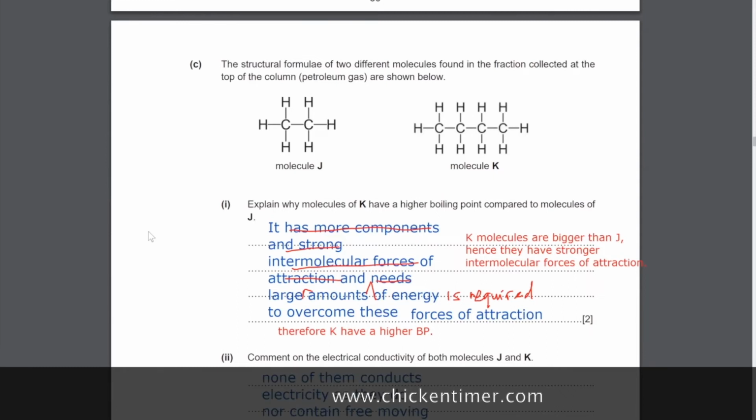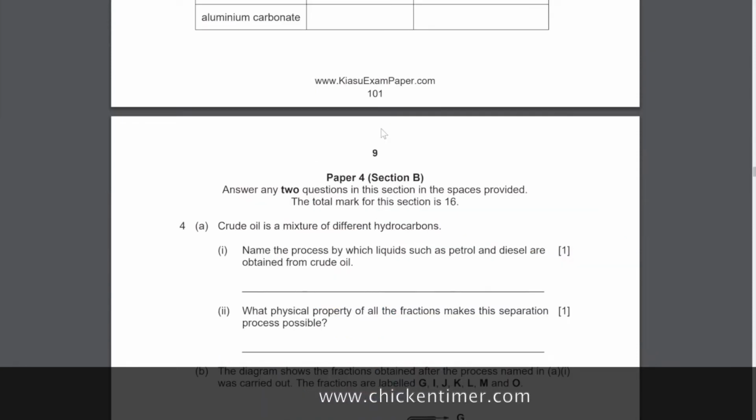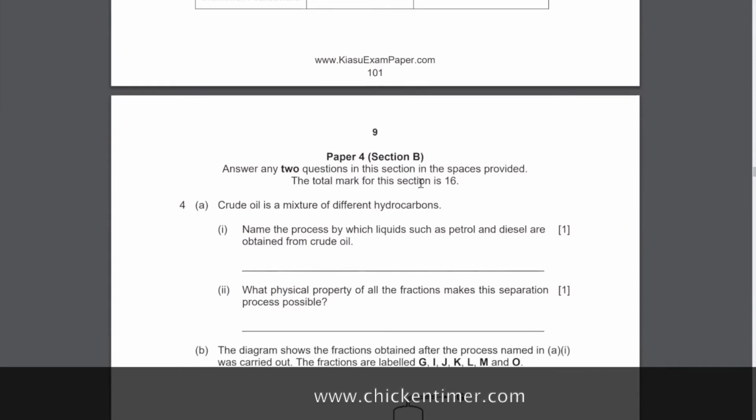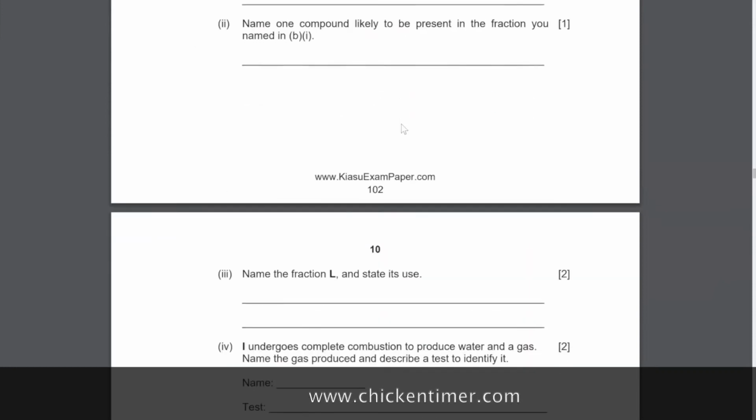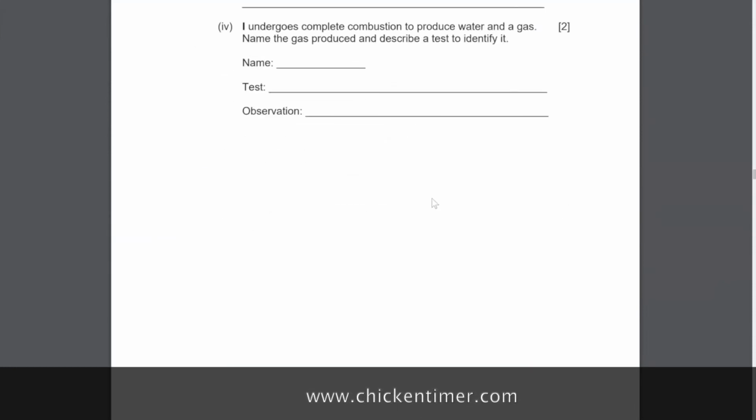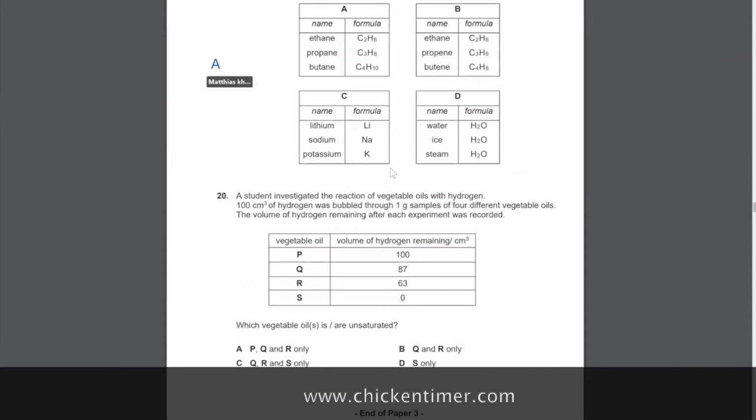None of them conduct electricity as they do not contain free moving ions, as they do not contain free moving electrons. Like that, okay? Then you realize most of the papers that we have seen right now all talk about this fractional distillation. So you must take a look at this. Okay, then 19 and 20.